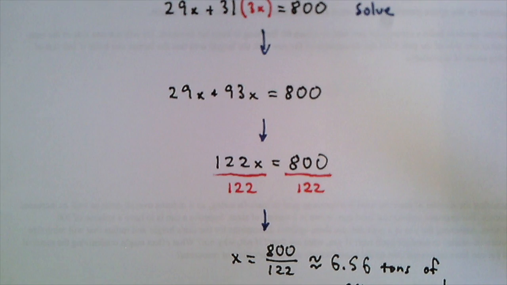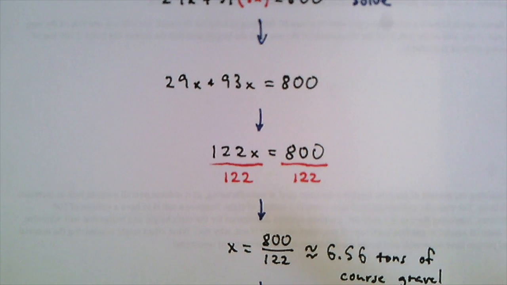With that accomplished, we see that x is 800 divided by 122. And if you enter this in your calculator to get a decimal approximation, we can see that it's about 6.56. And remember, we're talking about tons of coarse gravel when we talk about our variable x.